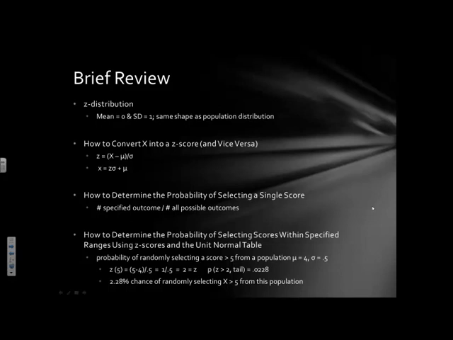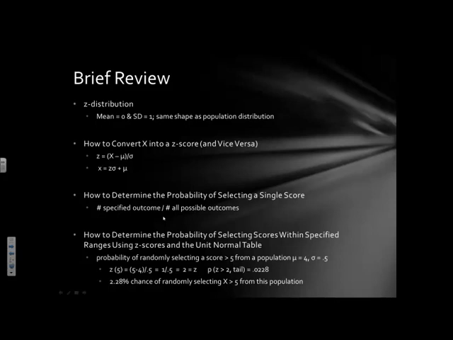Then we also talked about how to determine the probability of selecting a score, not using the unit normal table, but just using the frequency distribution in general. So just the raw scores. Remember, the probability or proportion is the number of a specific outcome divided by all the possible outcomes. And then we wrapped it up with how to determine the probability of selecting scores within a specific range using z-scores and the unit normal table.